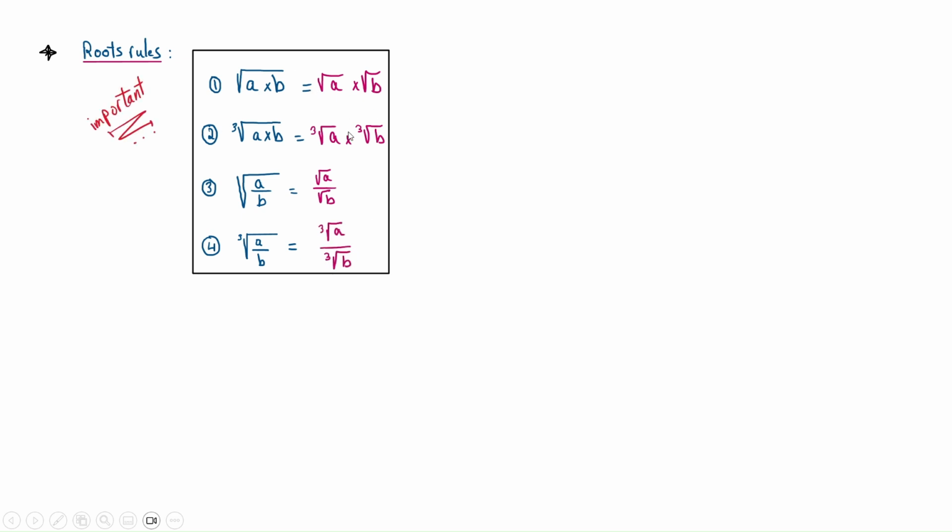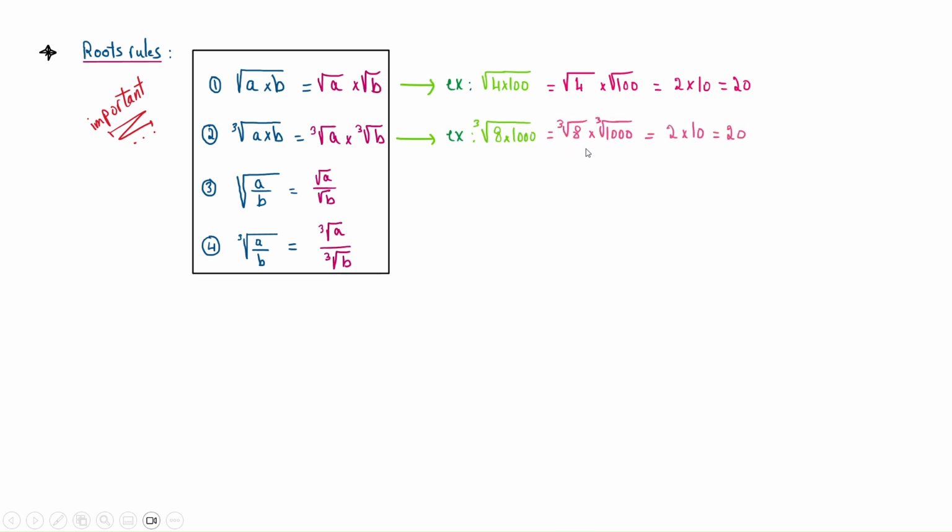Now, let's take an example about each rule. These rules are very important, so you're supposed to memorize them. Example of rule 1. If I have 4 times 100, I can split them into the square root of 4 times the square root of 100. We're going to get 2 times 10 or 20. Example of rule 2. The same, but use cube roots. So I'm going to split them into the cube root of 8 times the cube root of 1000. We know that the cube root of 8 is 2 and the cube root of 1000 is 10, so we're going to end up with also 20.